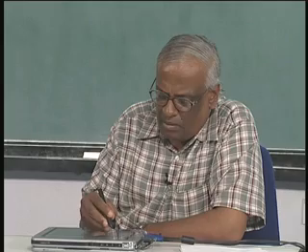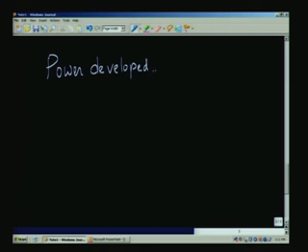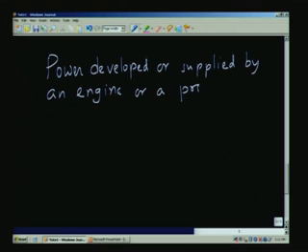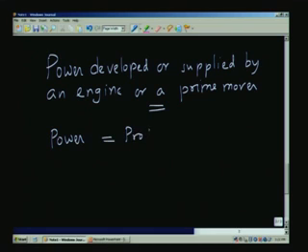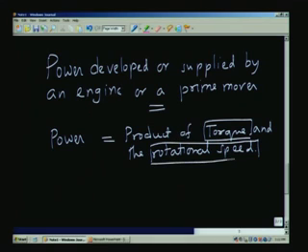If I am interested in determining the power developed or supplied by an engine or a prime mover which is under test, how do we do that? The basic idea is to measure the power as a product of torque and the rotational speed. So, we are now thinking in terms of measuring the torque separately and the rotational speed separately. So, 2 separate measurements.